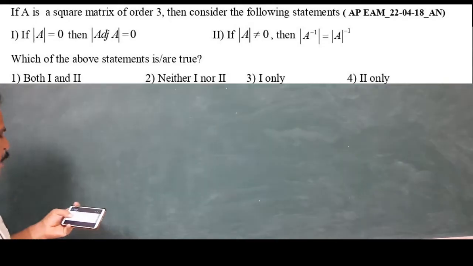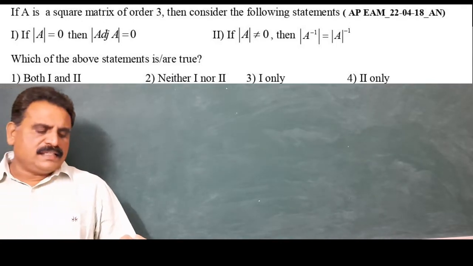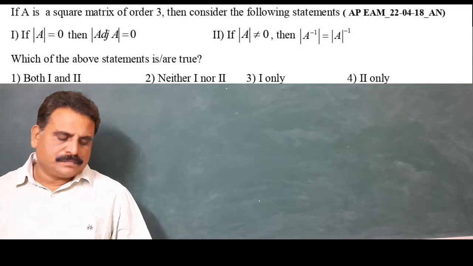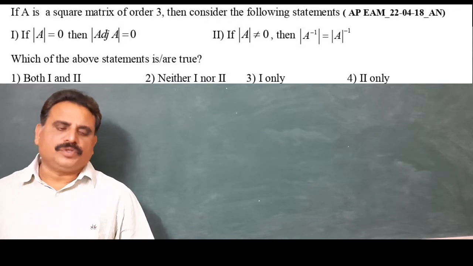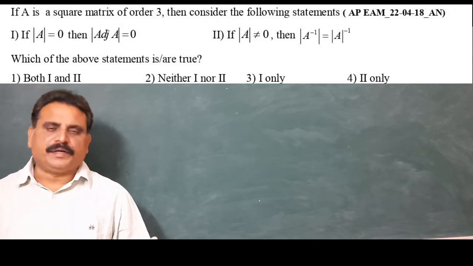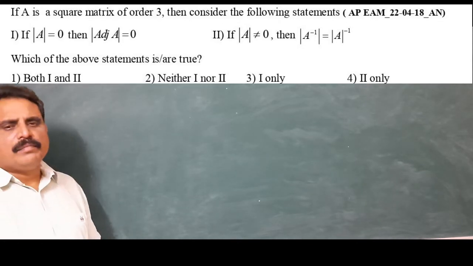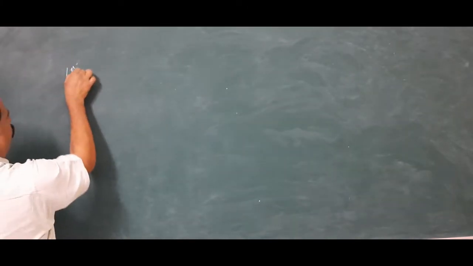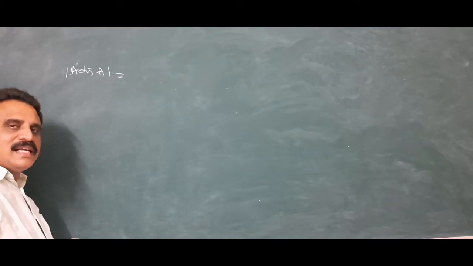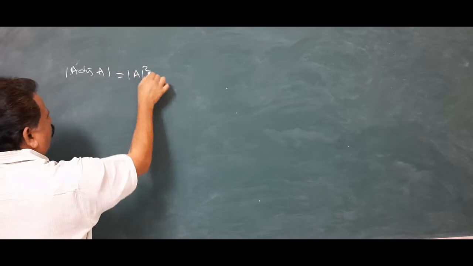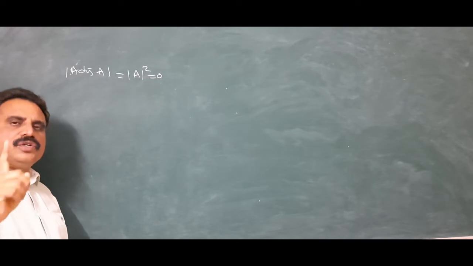Next question. A is a square matrix of order 3. Then, consider the following statements. If det A equal to 0, then det of adjoint A equal to 0. First statement: the determinant of adjoint A is 0. Here, is it true or not? We have a formula: det of adjoint A equals (det A) to the power n minus 1, but here n is 3, so (det A) squared. But det A is 0, so that is 0. So if det A equal to 0, then det of adjoint A is 0.